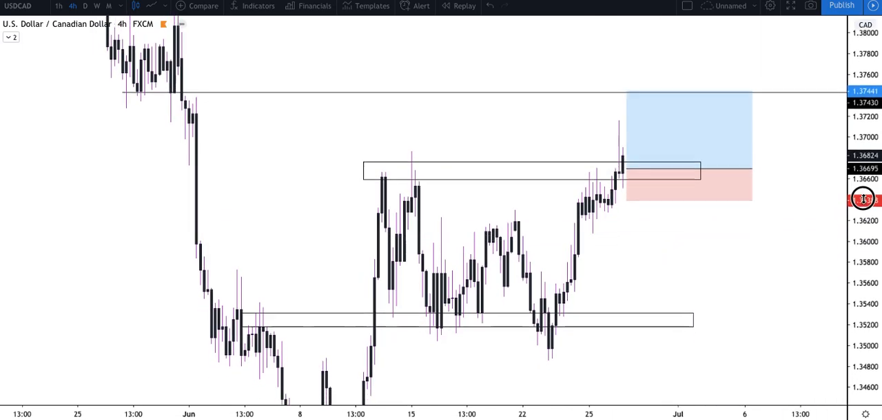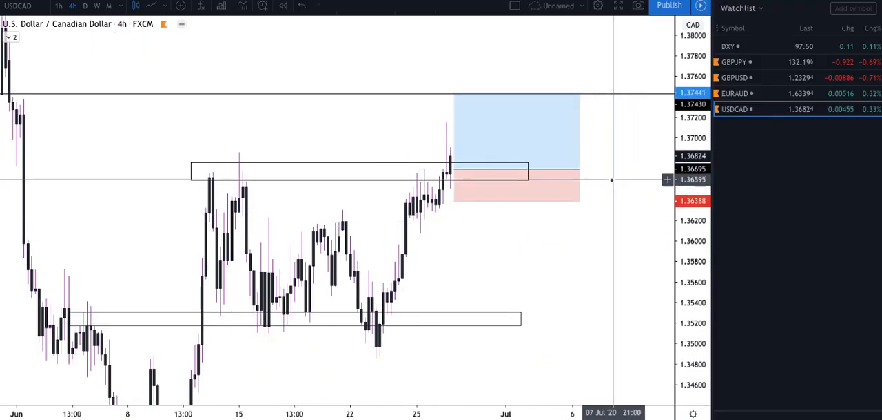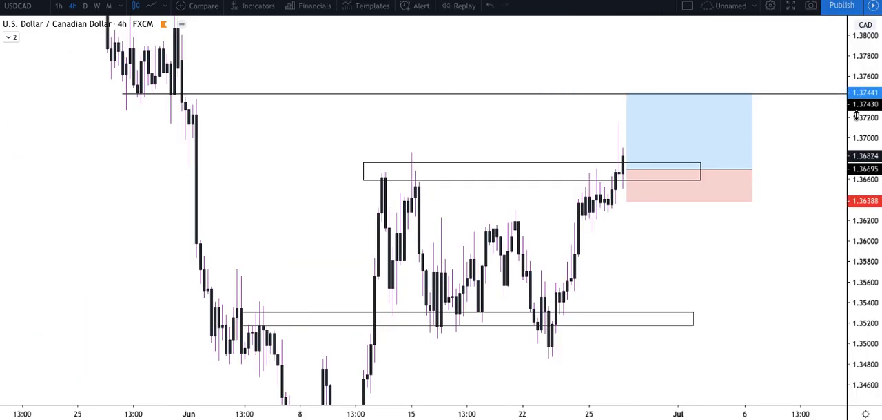All right, guys. So USDCAD happens to be a good setup. EURAUD, GBPUSD, and GBPJPY. I'll be keeping an eye on all of these setups.